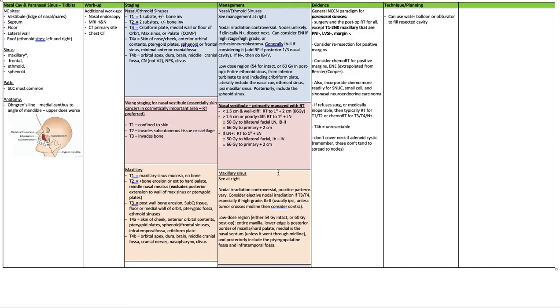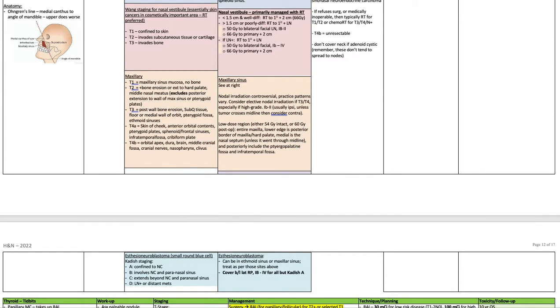Maxillary sinus, see at right. Nodal irradiation is controversial. Practice patterns vary. Consider elective nodal irradiation of T3 or T4, especially if high grade. Levels 1B to 2, usually ipsilateral, unless tumor crossing midline, then consider contralateral. Low dose region, either 54 gray intact or 60 gray post-op. Entire maxilla, the lower edge is the posterior border of the maxilla or hard palate. Medial is the nasal septum, unless it went through midline, and posteriorly includes the pterygopalatine fossa and infratemporal fossa.